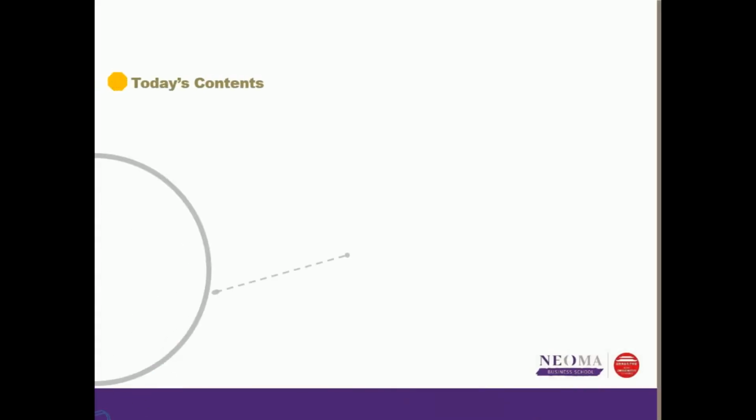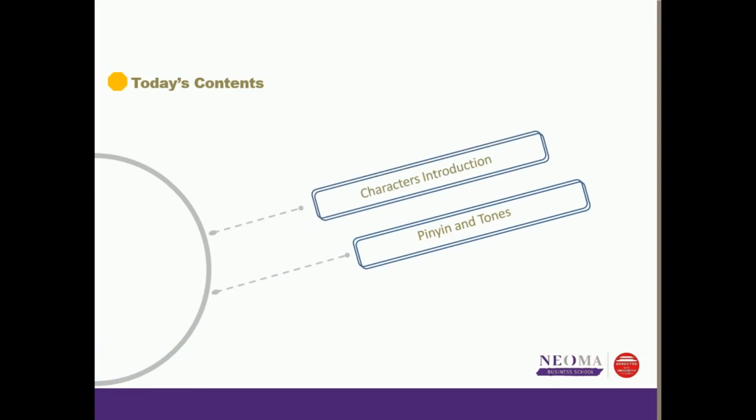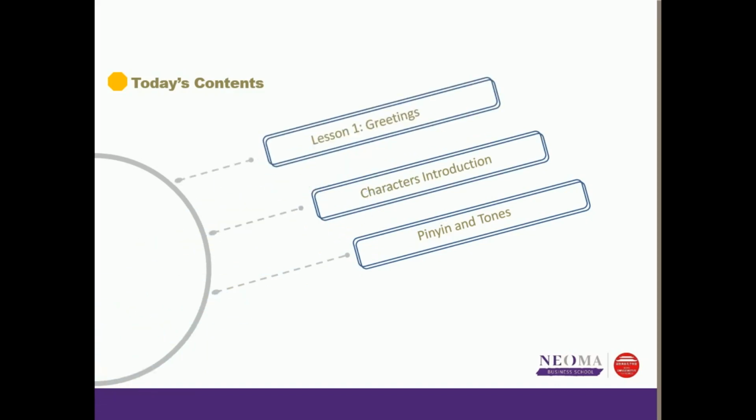In today's lesson, I will introduce you to three parts of knowledge. First is pinyin and tones. This part will teach you how to read Chinese. Second part is characters introduction. This part will teach you how to write characters. And then third will be the major context of this lesson, the greetings. You will be able to say hello, thank you, and stuff like this. So let's see the first one, pinyin and tones.